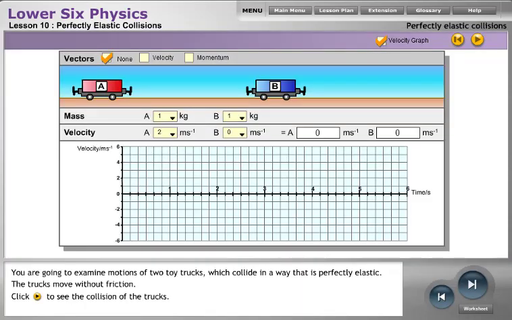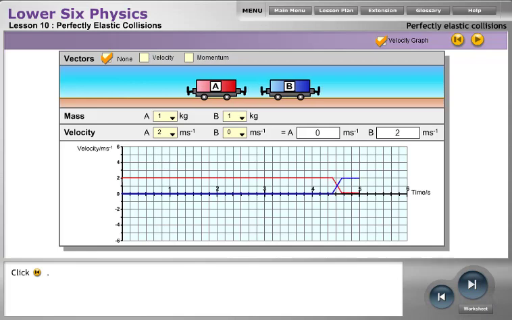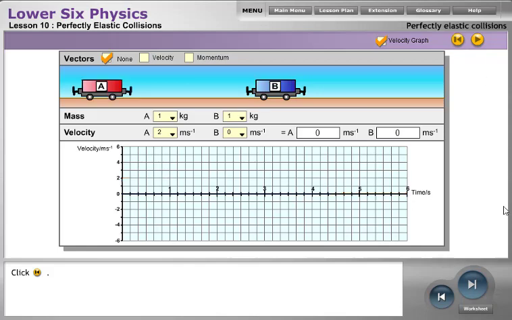You are going to examine motions of two toy trucks which collide in a way that is perfectly elastic. The trucks move without friction. Click Start to see the collision of the trucks. Click Reset. Select Velocity and click Start.